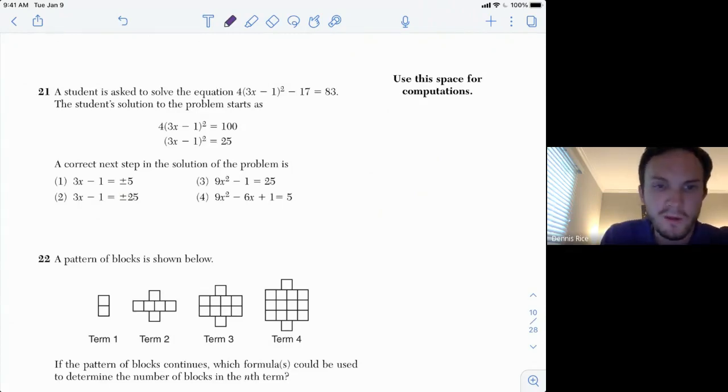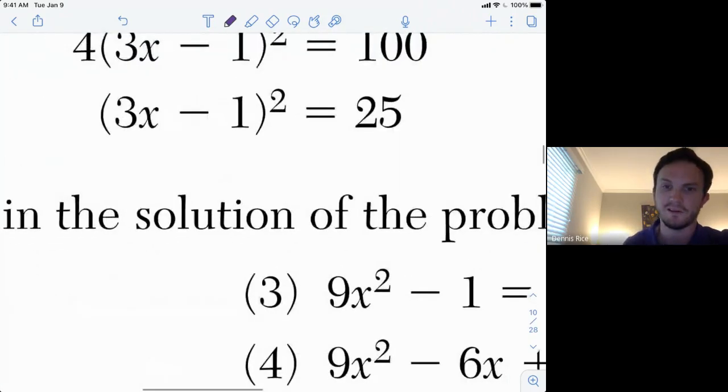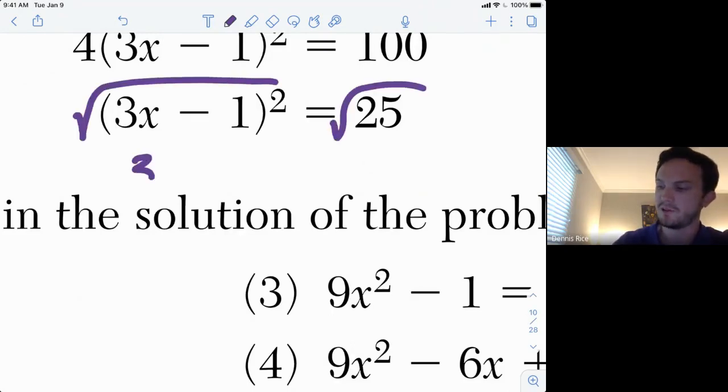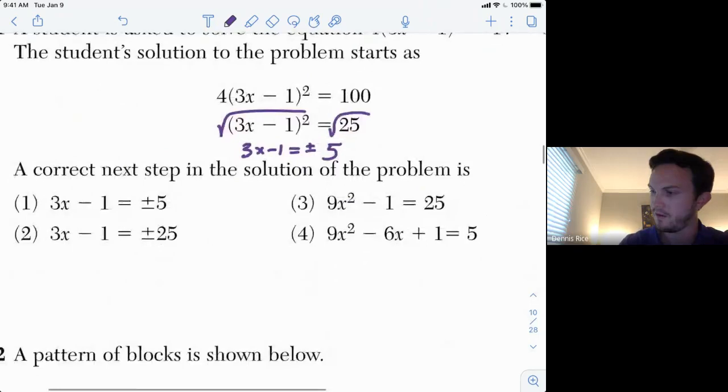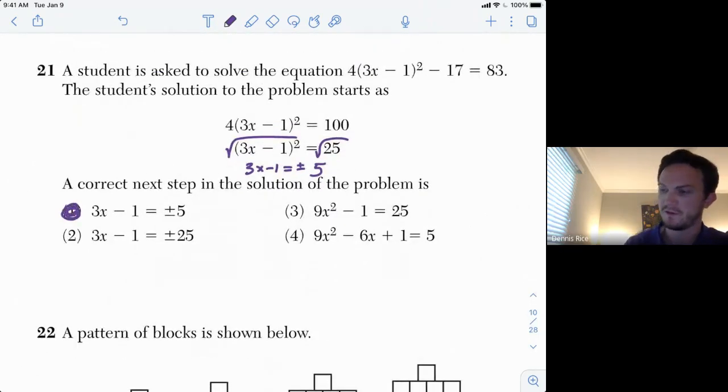All right, number 21, what would be a correct next step? So what would you do next if you were solving this? Let's figure it out ourselves first. If something's squared, what can we do to solve for it? Not box it out. If we box it out, it's going to make the problem more confusing. Take the square root. This is the square root property. When something's squared, we take the square root. What's the square root of 25? Don't say 5. Plus minus 5. Okay, choice 1 would be our answer. You got away with that even if you didn't put the plus minus.